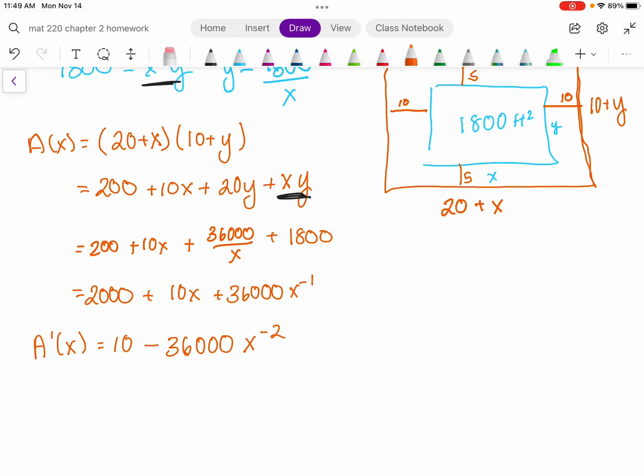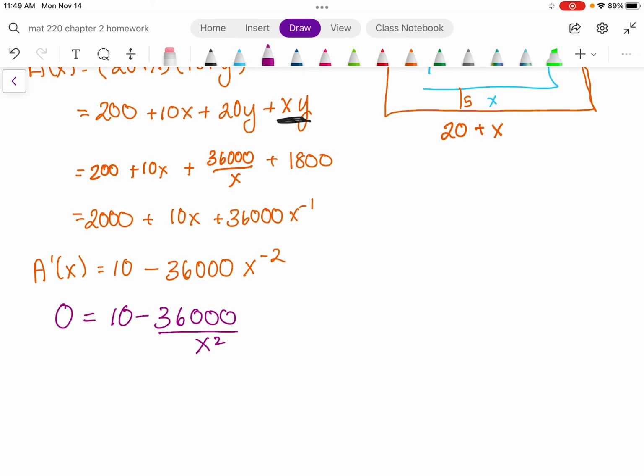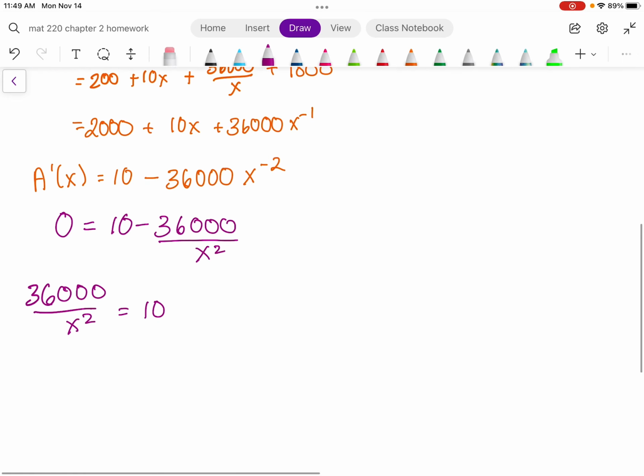So we're looking for our critical values. I'll change colors here. We're going to make A prime of x equal to 0. I'm going to rewrite that negative x to the negative 2 power as x squared in the denominator. I just prefer it that way. I'm going to add that over to the left side. So 36,000 over x squared equals 10. Multiply both sides by x squared. I get 36,000 equals 10x squared. Divide both sides by 10, and that gets us 3,600 equals x squared.